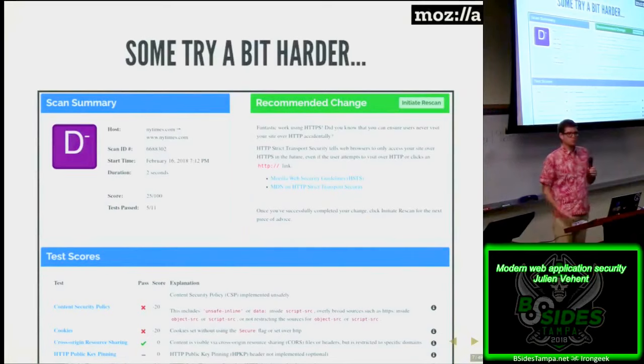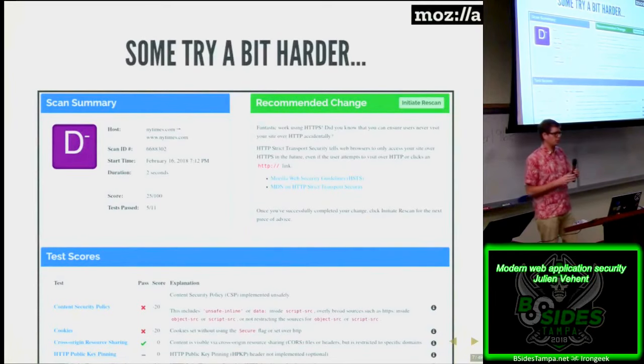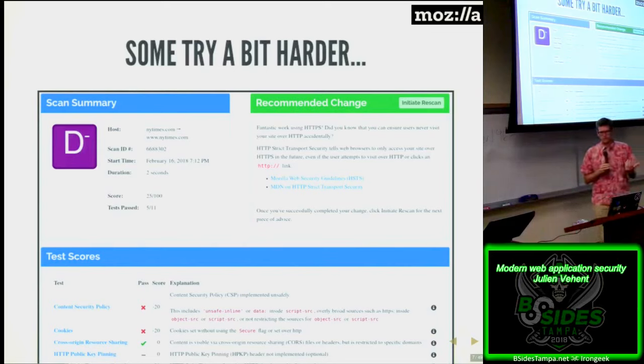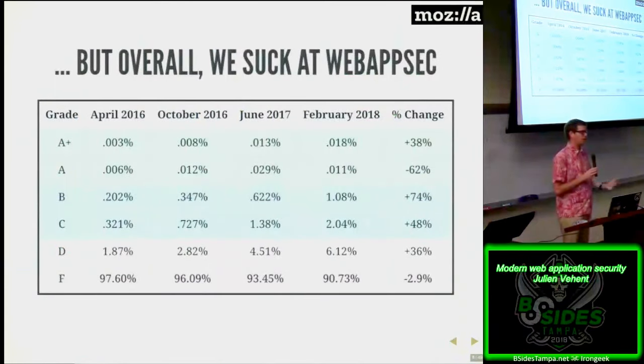Here, NewYorkTimes.com. That's a pretty big newspaper. A lot of people read this. A lot of people trust the data that comes from New York Times. You would think their web security is pretty important, and still they get a D. So we're seeing a trend here: overall, we really suck at web application security.